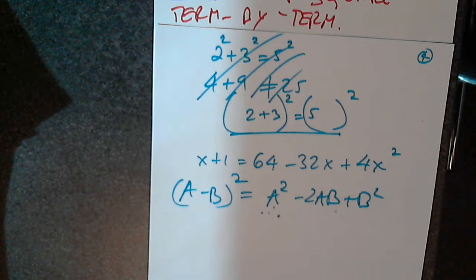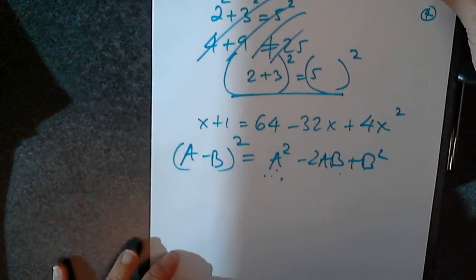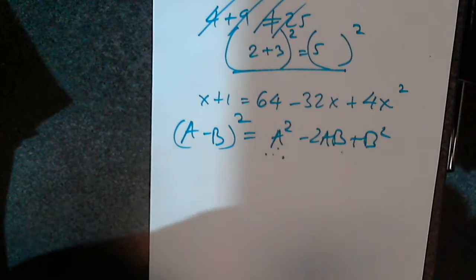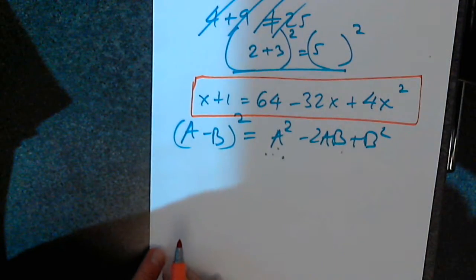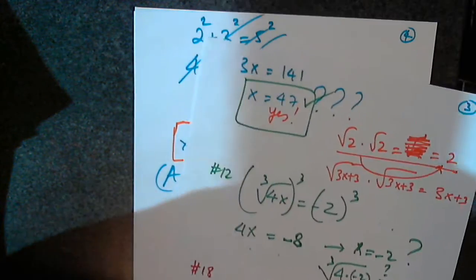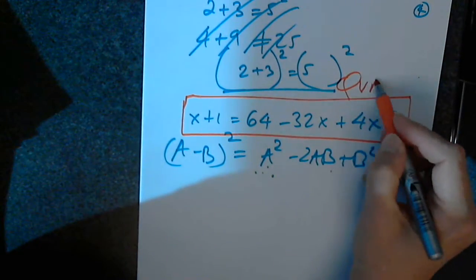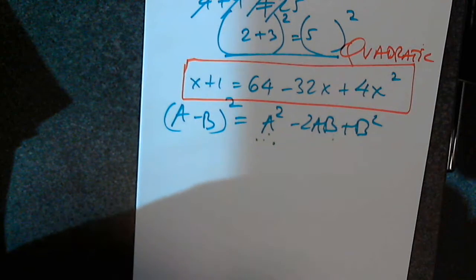If you don't want to use the formula, I'm fine. Just foil it and get the answer. That's fine too. Okay, so now what type of equation is this? It's not linear. This was linear. It is quadratic. Very good. So how do I solve a quadratic equation?